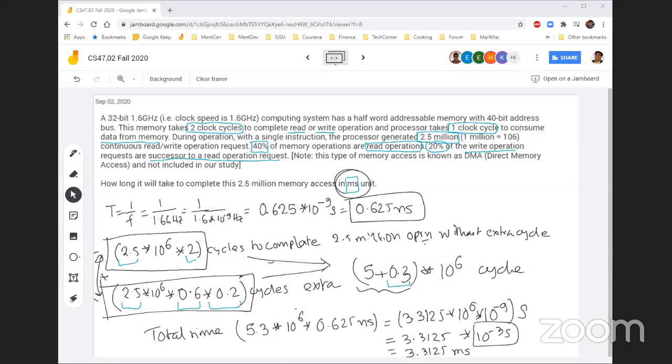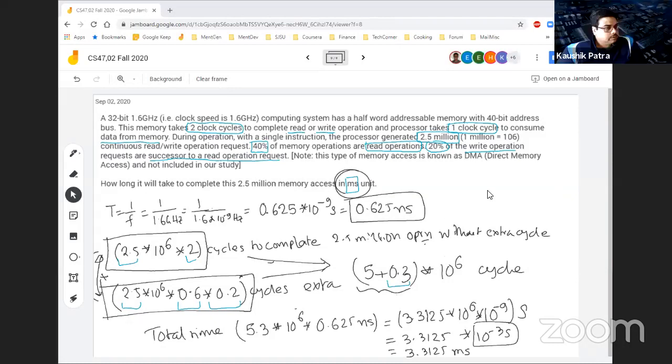I have a question. Yes, please. Why is it that for the first one, you multiplied by 2 at the end, but the second one, you didn't multiply by 2? The second one is basically we are talking about this extra clock cycle, one cycle wait.